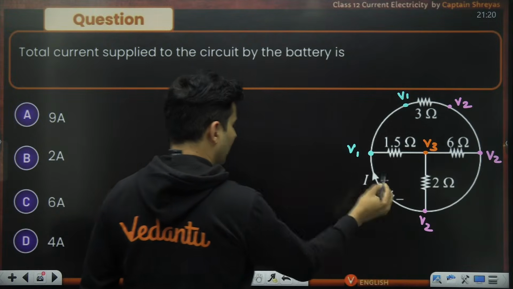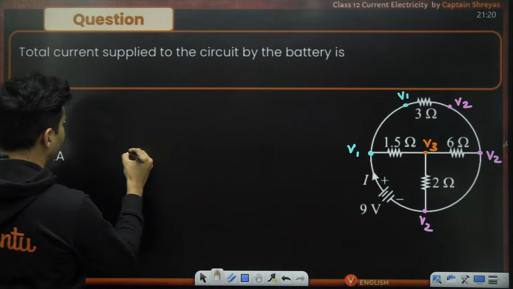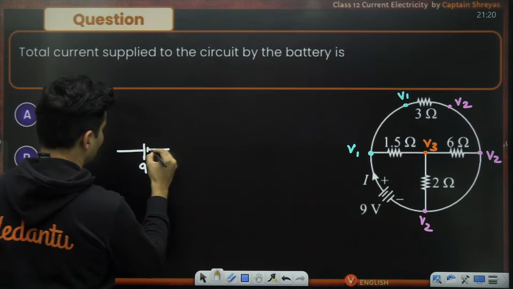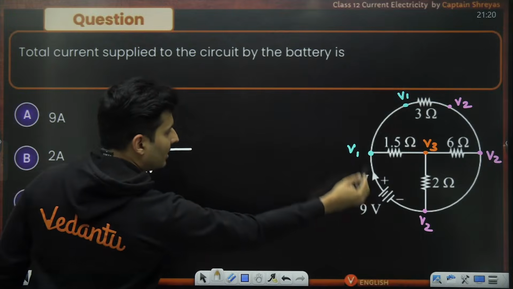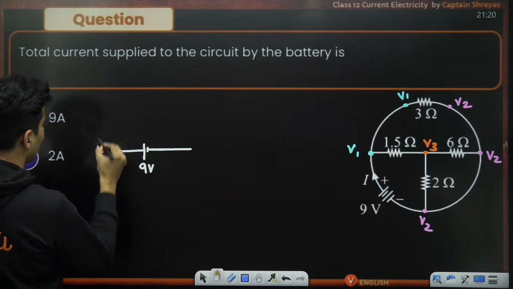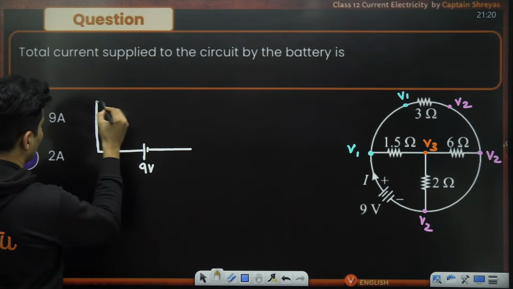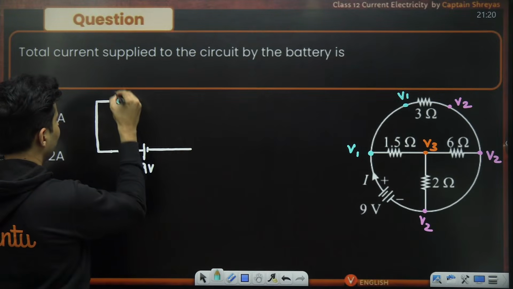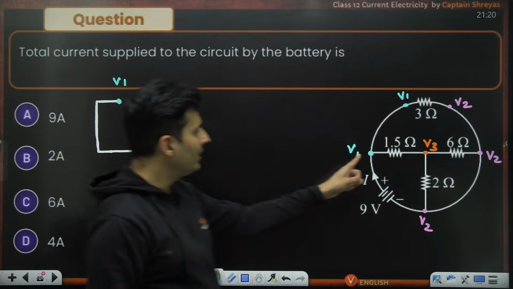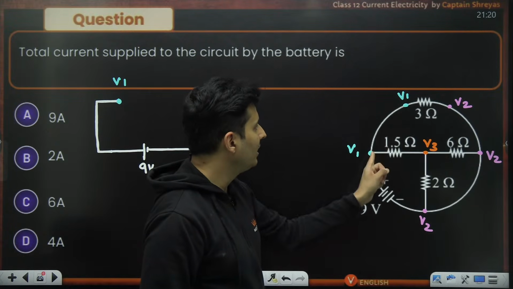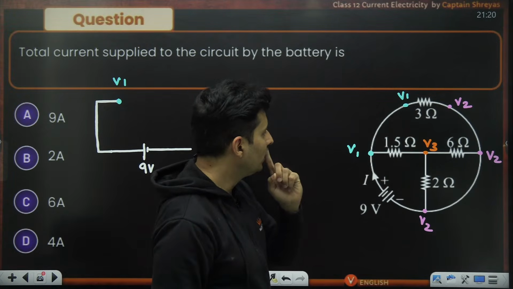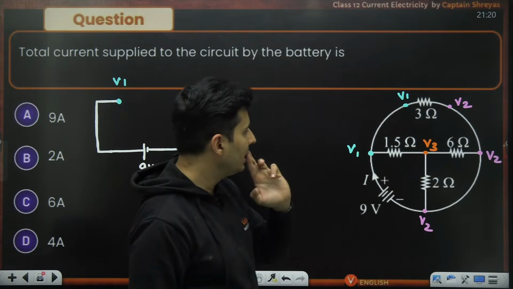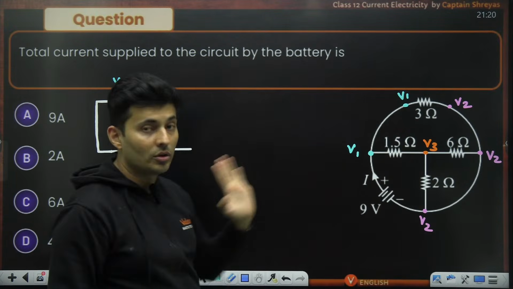So technically, if I show that battery of 9 volts, that positive terminal is first of all going to V1. That V1 is going via 1.5 to V3. That V1 is going to V2 also. And that V2 is again going to V3. And that V3 is going to V2. Oh my God, so many things are happening.